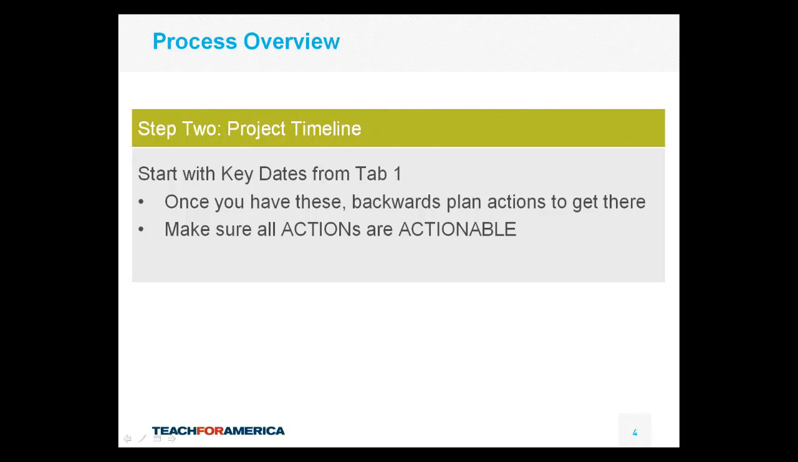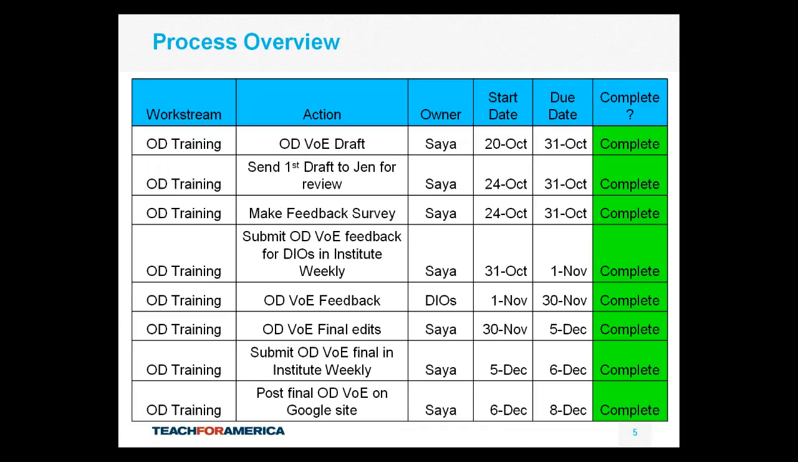Your day-to-day actions should be focused on reaching the goals established in your key dates. You should be working backwards to make sure every action you need to take to hit those goals is captured. For example, when I was working on updating the Operations Director Vision of Excellence document this year, I started by setting the beginning of December as the target for having the 2013 final version posted for DIOs.